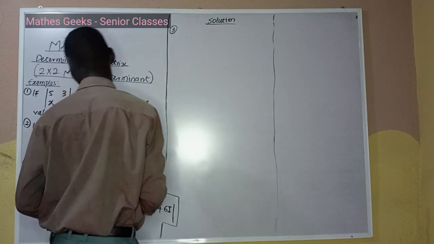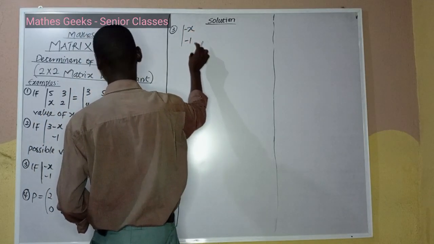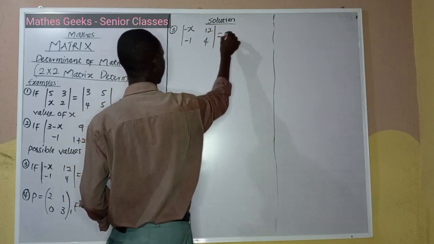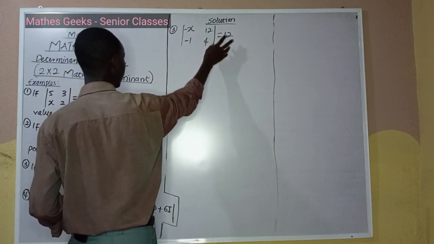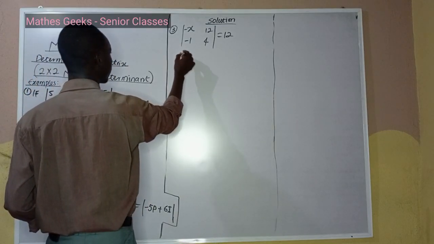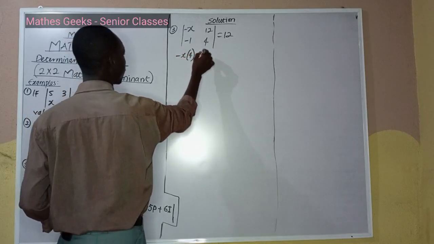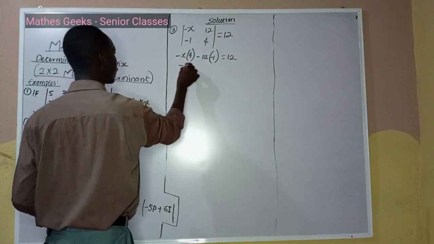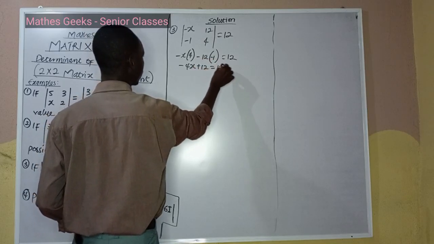Number 3, if the determinant of the matrix with rows minus x, minus 1 and 12, 4 is equal to 12, find x. This means that if the determinant of this matrix is equal to 12, then find the value of x. So the determinant here is minus x times 4 minus 12 times minus 1 equals 12. So this is equal to minus 4x minus 12 times minus 1 equals 12.